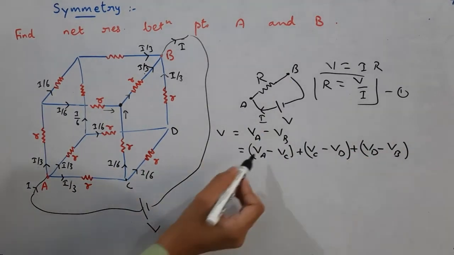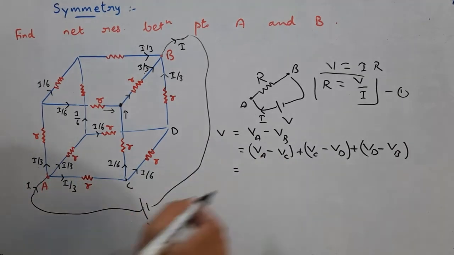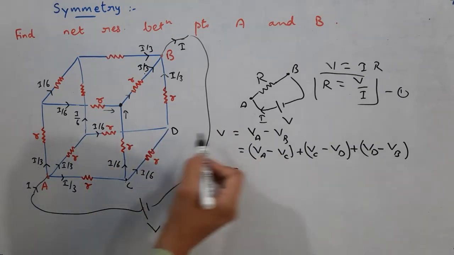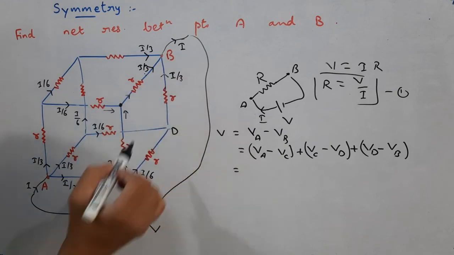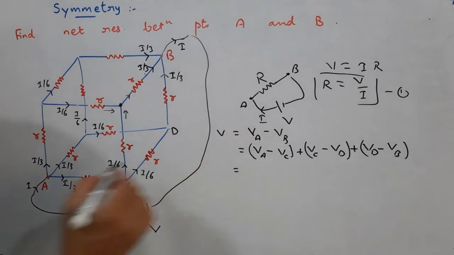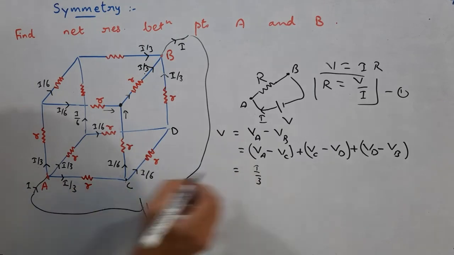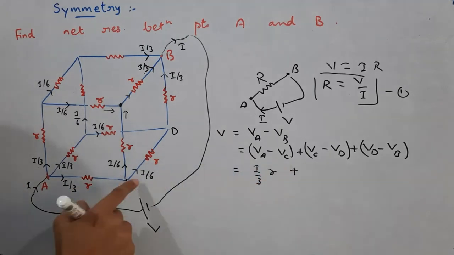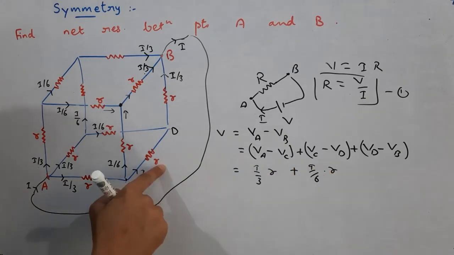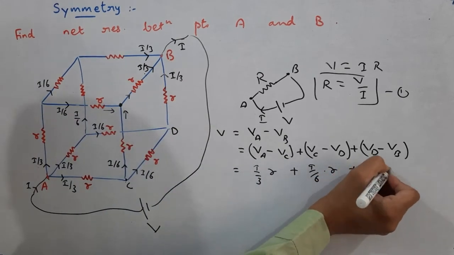I will segregate these three like so. Now what is the meaning of VA minus VC? This is the potential difference between points A and C. VC minus VD is the potential difference across this resistance, and VD minus VB is the potential difference across this resistance, which according to Ohm's law is V is equal to IR. So VA minus VC is this current into this resistance. What is this current? I by 3. What is this resistance? R. Next term, VC minus VD is this current, that is I by 6 times the corresponding resistance R, and here we have I by 3 times R.